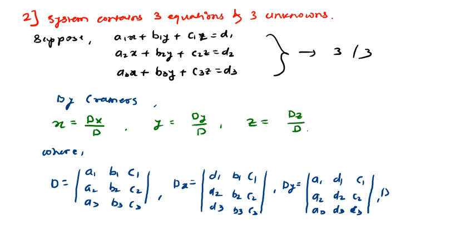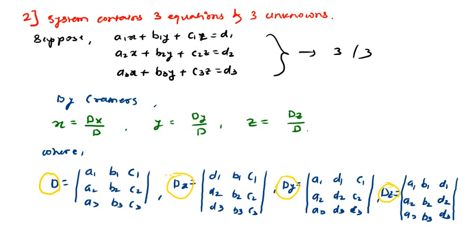Also we can find Dz. It will again be the determinant. In this case also, instead of the coefficients of z, there will be d1, d2, d3, and the remaining terms will be as they are, a1, a2, a3 and b1, b2 and b3. So if you calculate the values for D, Dx, Dy and Dz, you will easily get the values for x, y and z.